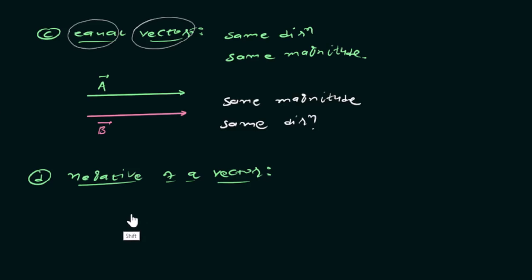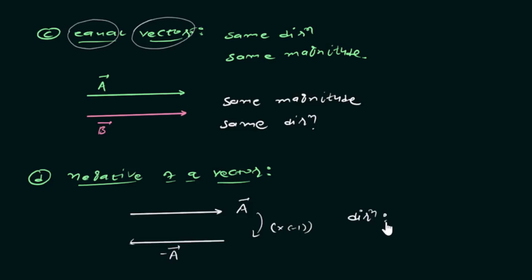Okay, so consider one vector which is A. If this vector is multiplied by -1, it will point in the opposite direction. Such a vector is known as -A. Here the direction is reversed, but the magnitude remains the same. So in the negative of a vector, generally the magnitude remains the same, but the direction is inverted.